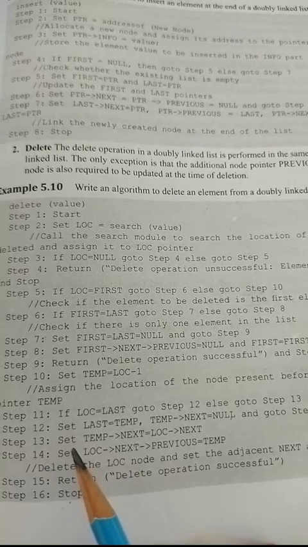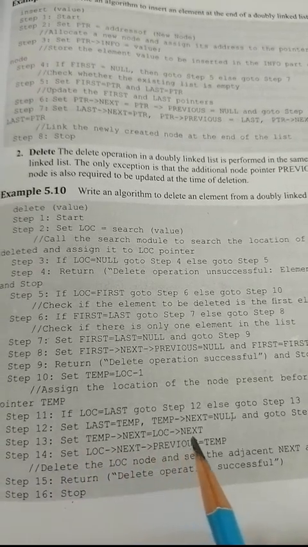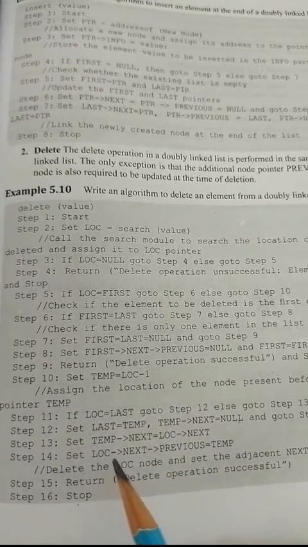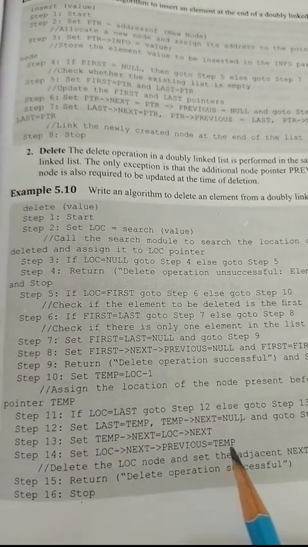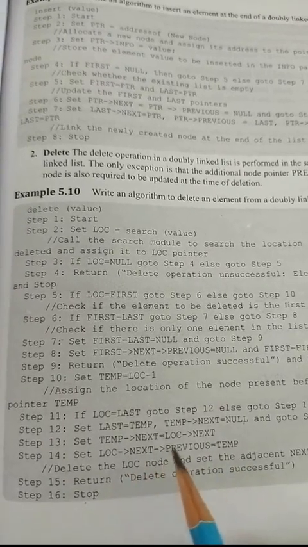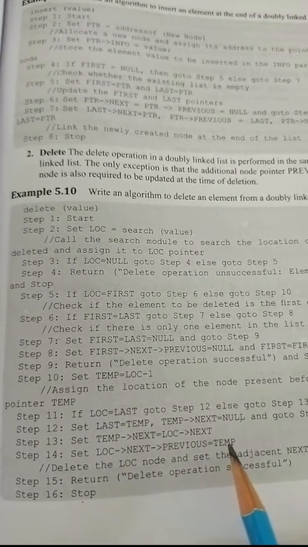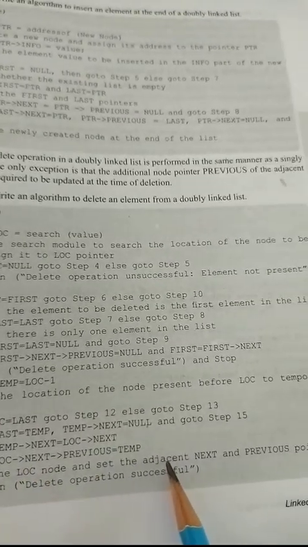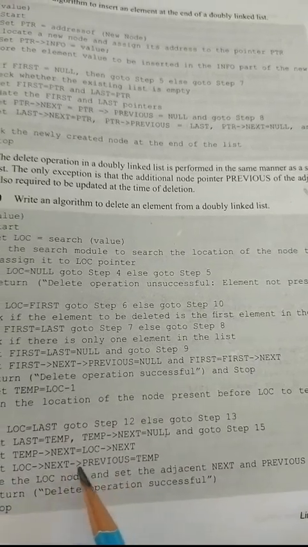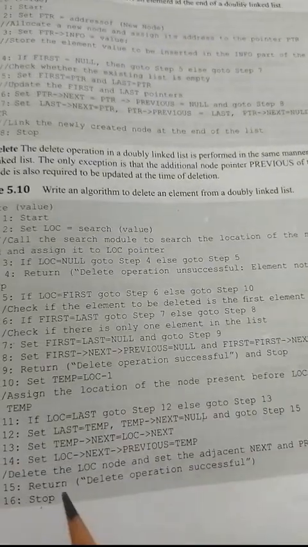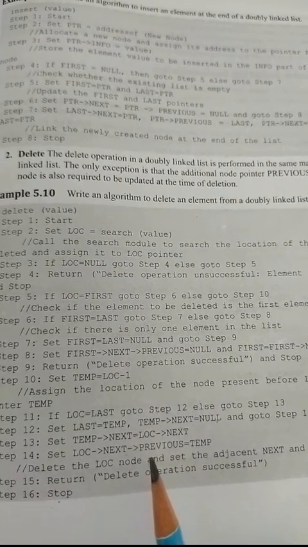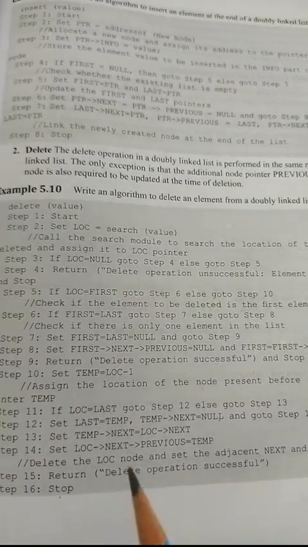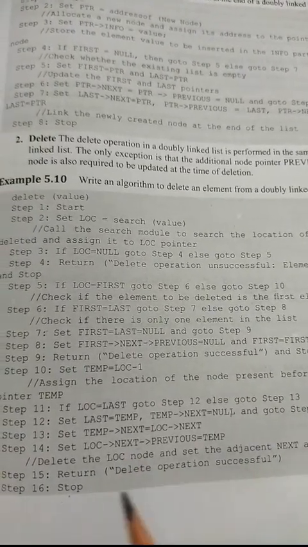What is there in step 13? Set temp of next equal to location of next. So location of next will be stored into temp of next. Then set location of next of previous equal to temp. So location of next and previous both will be assigned the temp value. Then delete the location node. Here it is deleting the location node and setting the adjacent next and previous pointers to the previous node. So it is setting the adjacent next and previous nodes. Return delete operation successful, stop.